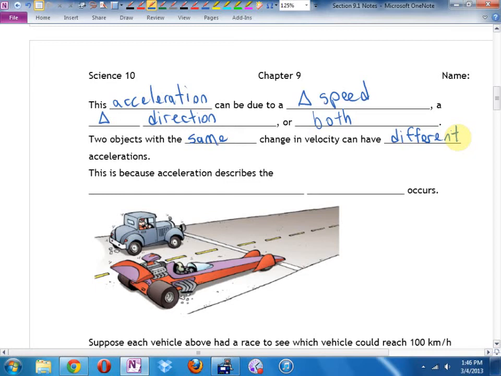Your change in velocity was the same, because did you hear what I said? Your initial was 0, your final was 100. You both had the same change in velocity, but since you took way longer to get there, your acceleration is going to be slower. So, same change in velocity can have a different acceleration. Why? Because acceleration describes the amount of time in which the change occurs.